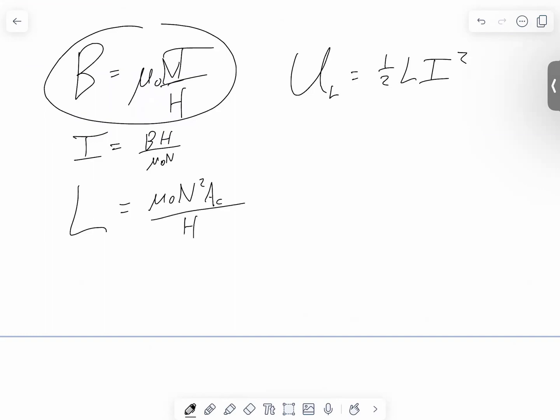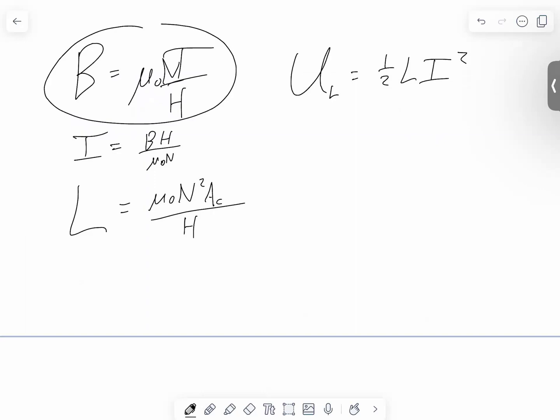Did I do that? Is that right? Yeah. Remember, you multiply by another factor of n because each turn picks up the applied voltage. What about the flux? Yeah, let's combine these equations.